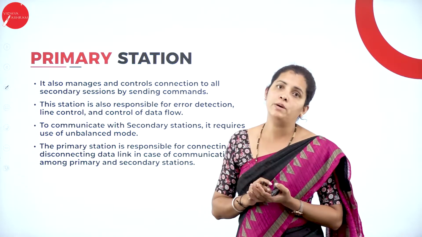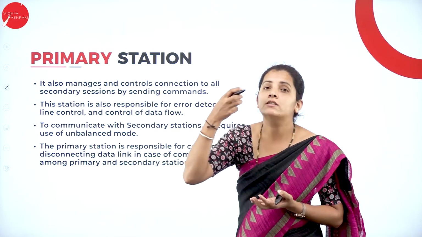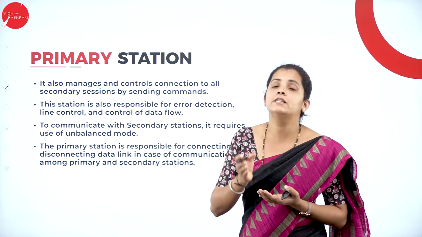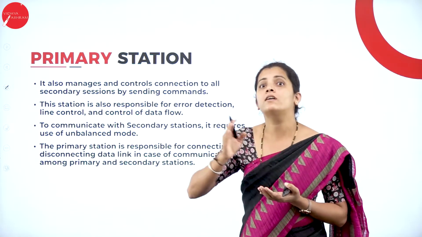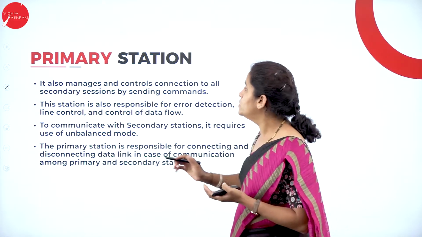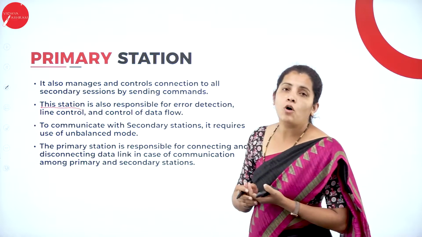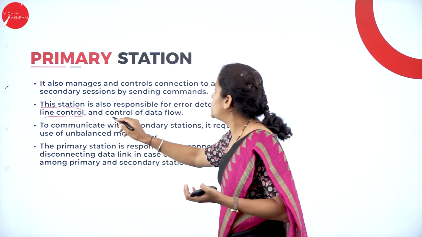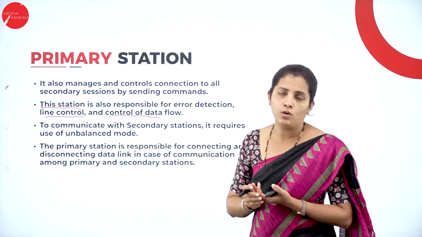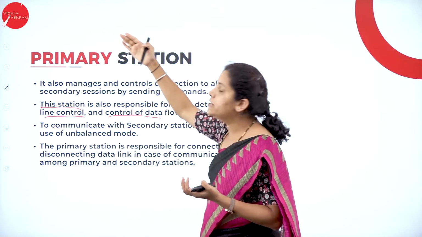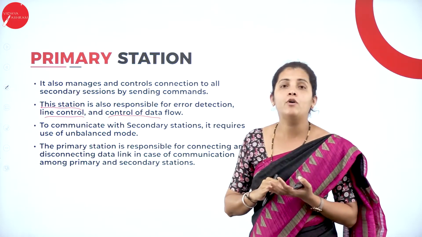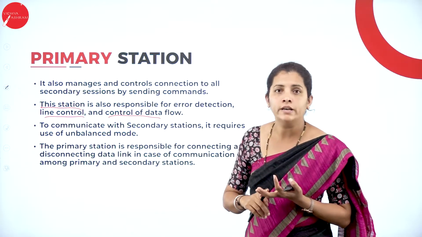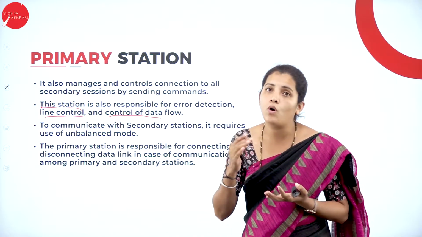So what is the job of the primary station here? It is going to control all the secondary stations, and at the same time it is responsible for sending the commands to the secondary station. This station is also responsible for error detection, line control and control of data flow. That means control of flow of data.